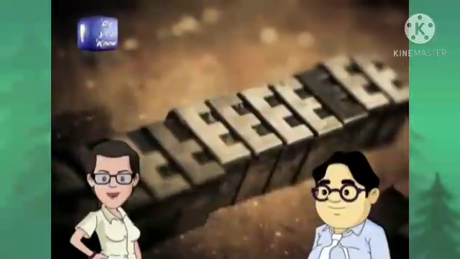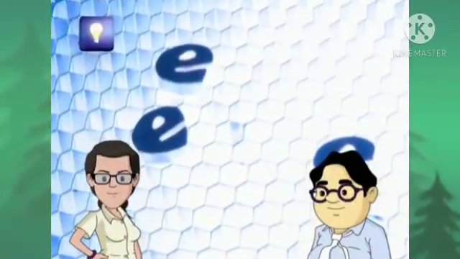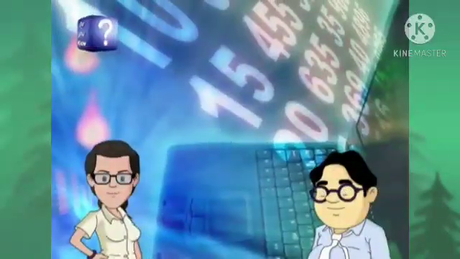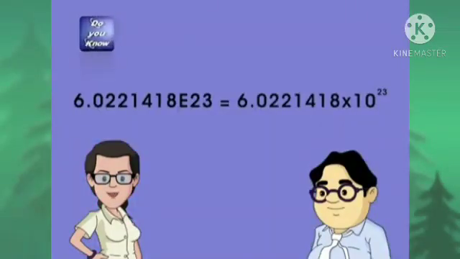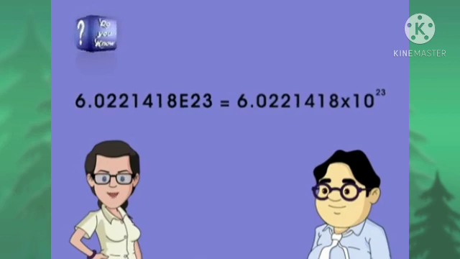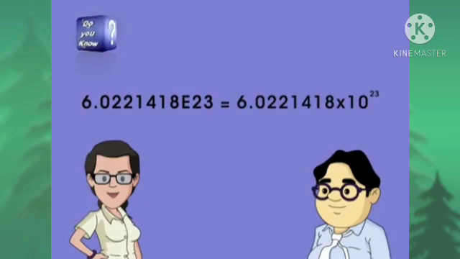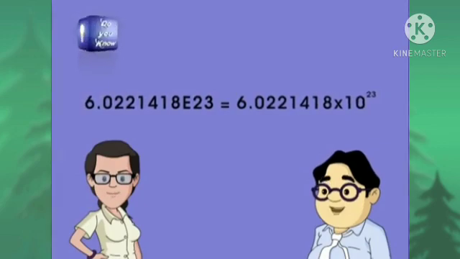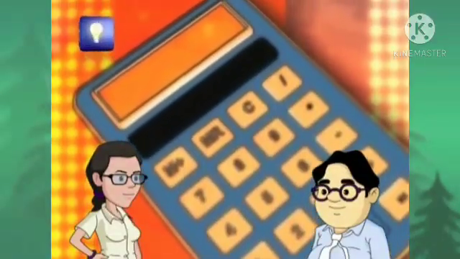The letter E or small e means times 10 raised to the power of in this system. It replaces the into 10 followed by the value of the exponent. For example, 6.0221418e23 is equal to 6.0221418 into 10 raised to power 23. That's wonderful, Miss Marks. I love calculators.